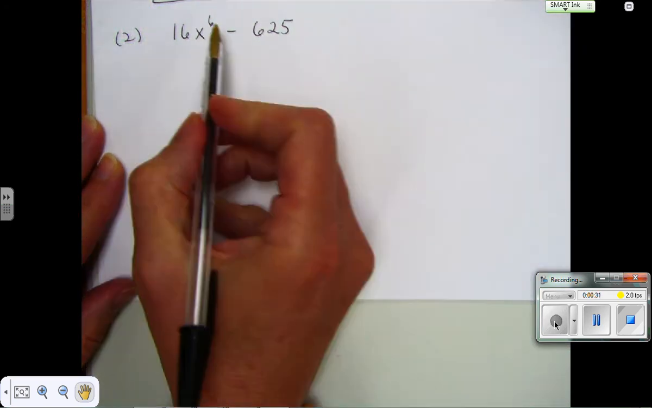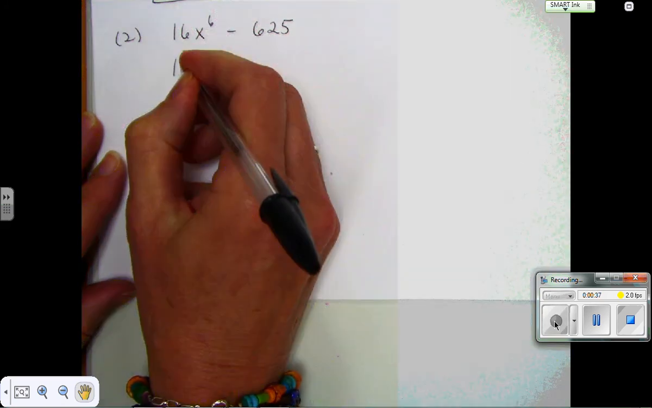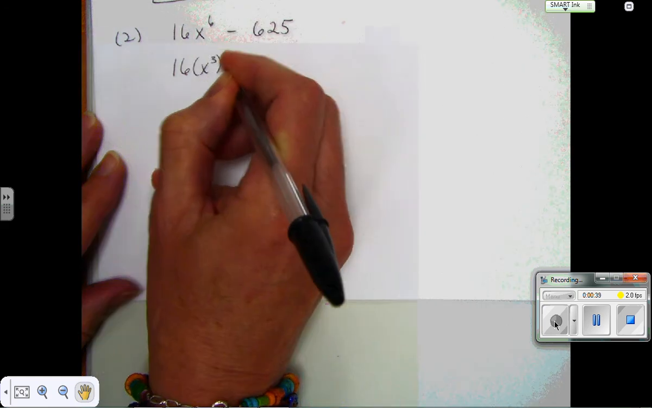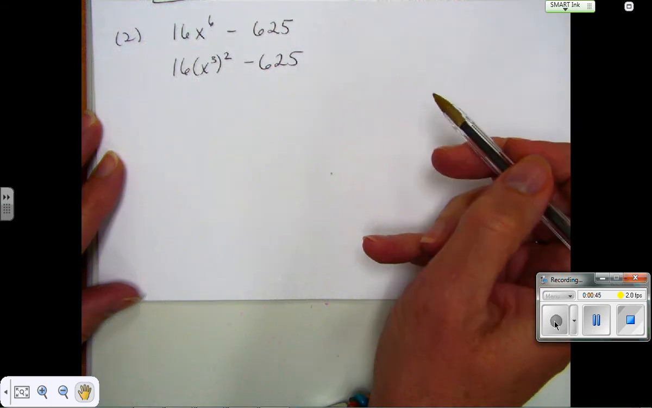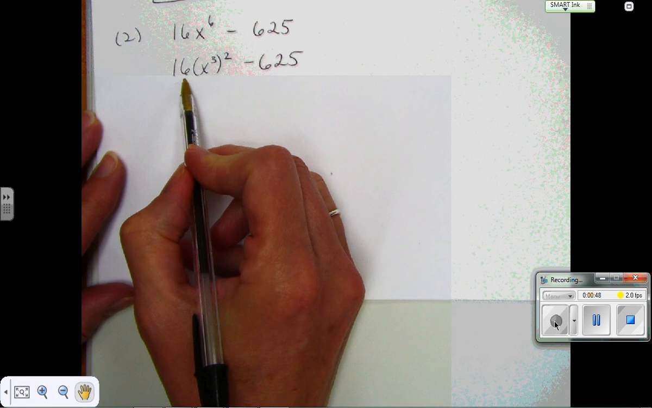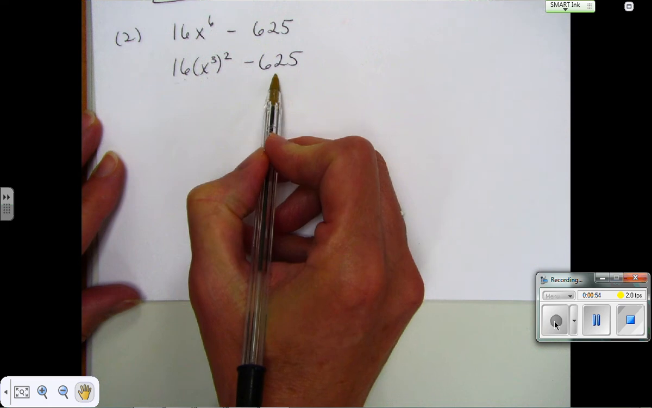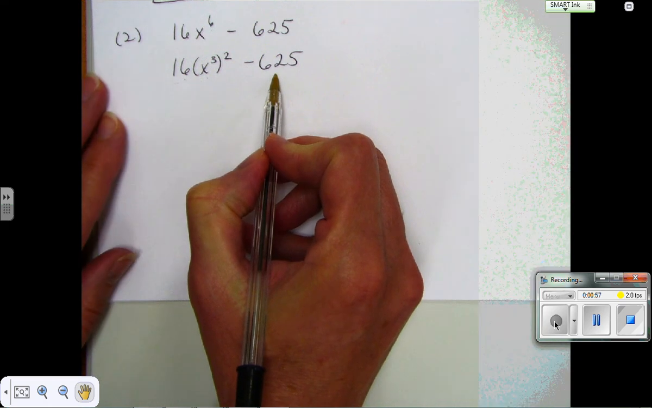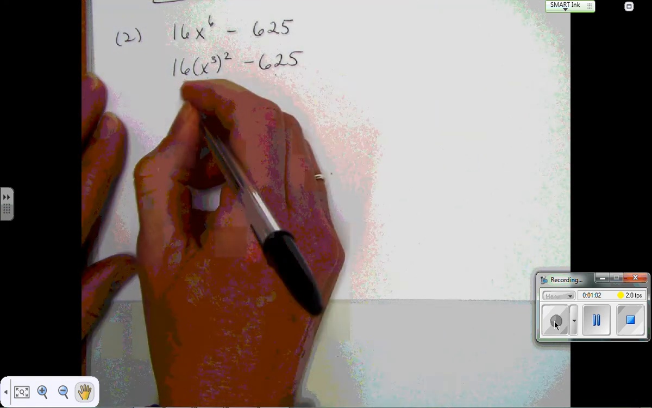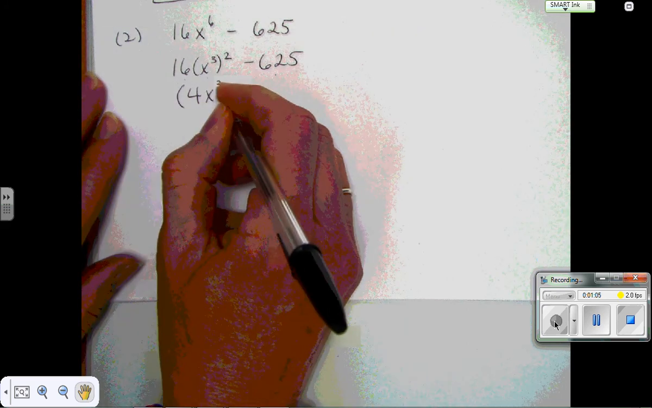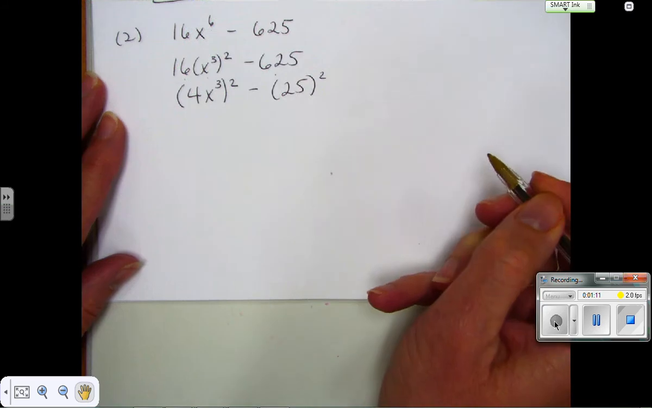Okay, so I can divide this 6 by 2. So I'd have 16 x to the third squared minus 625, and that's in quadratic form, because really what this is is a difference of two squares. We have 16, which is a perfect square. This x to the third is a perfect square. This 625 is a perfect square. Actually, if I wanted to write it using the square root of the coefficients and the constant as well, it would look like this. You'd have 4x to the third squared minus 25 squared. So it is a difference of two squares.